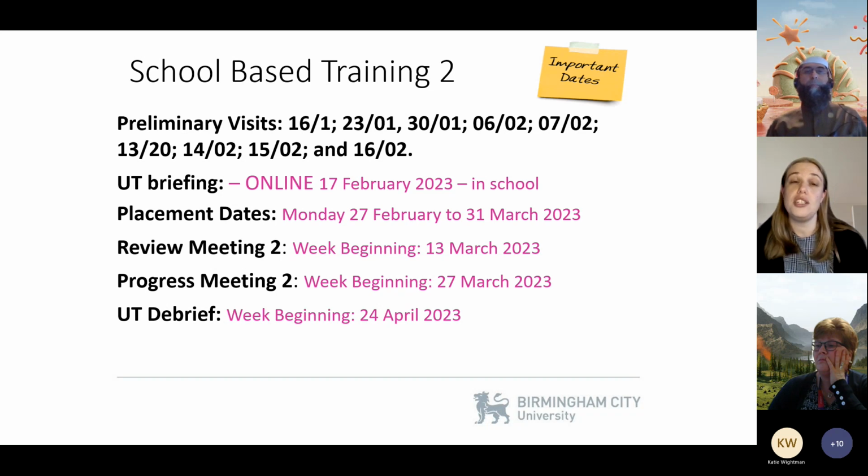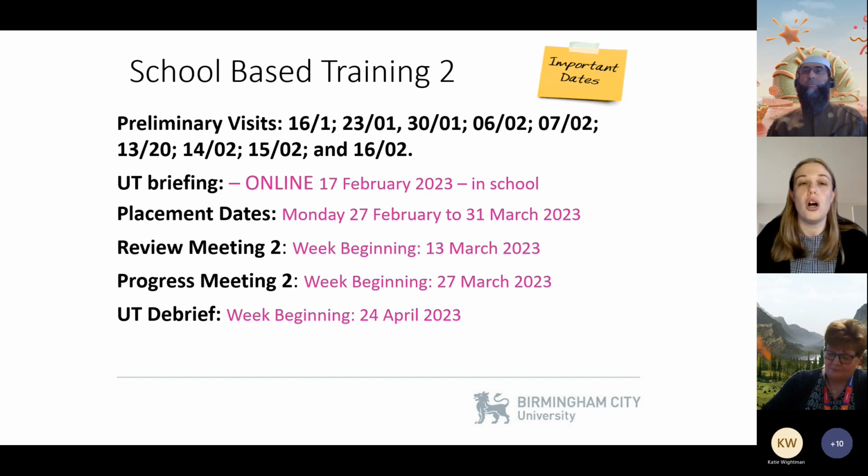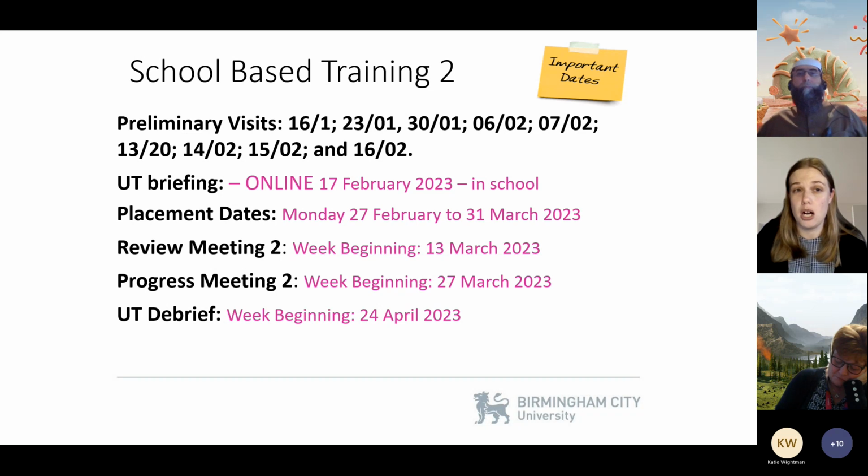They will have a university tutor briefing, so they will meet with their university tutor on the 17th of February. During that online meeting, the university tutor will check with the associate teachers that they are ready to begin teaching after the half term when their block placement starts. So the block placement dates when they will be teaching are from the 27th of February to the 31st of March.